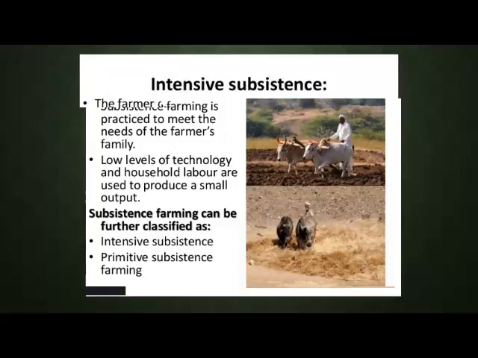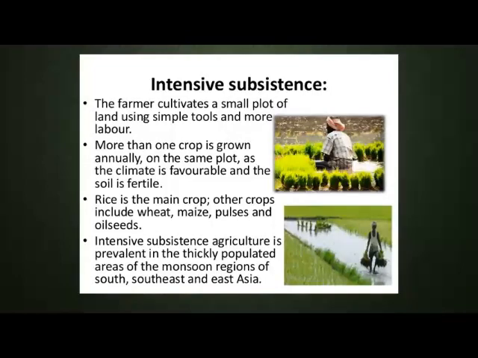Intensive subsistence. The farmer cultivates a small plot of land using simple tools and more labor. More than one crop is grown annually on the same plot, as the climate is favorable and the soil is fertile. Rice is the main crop. Other crops include wheat, maize, pulses, and oilseeds. Intensive subsistence agriculture is prevalent in the thickly populated areas of the monsoon regions of South, Southeast, and East Asia.